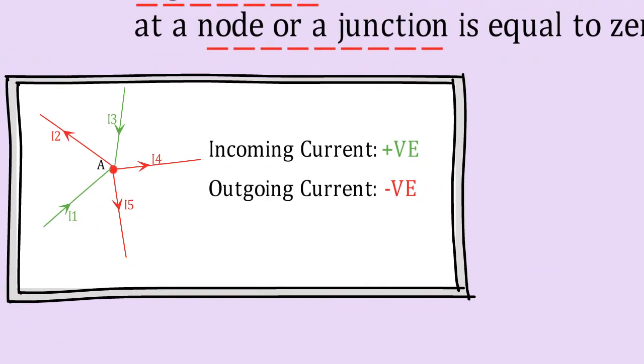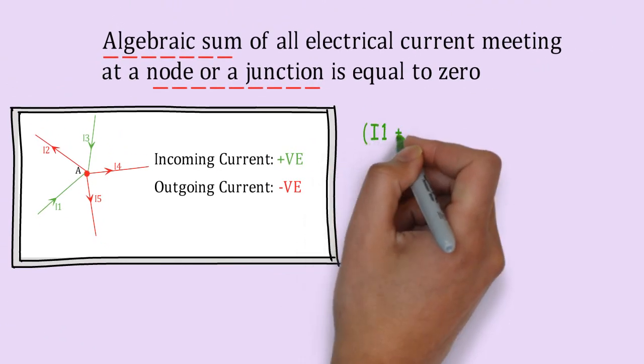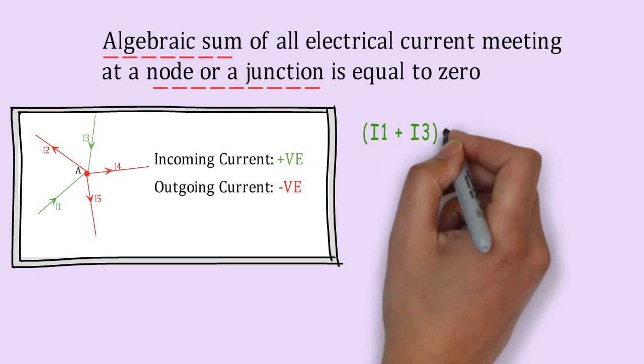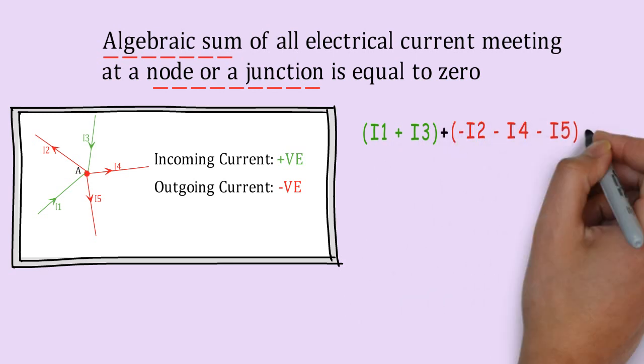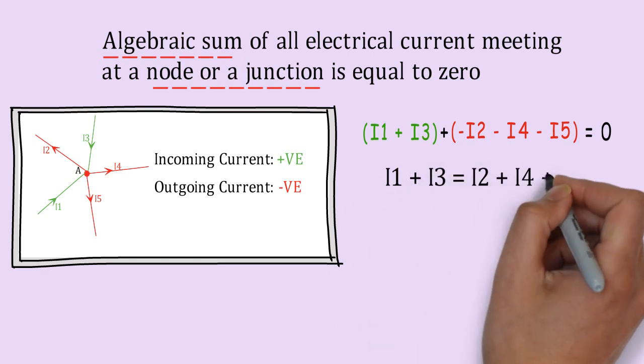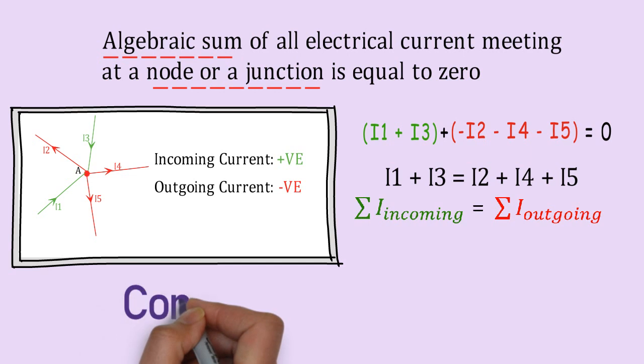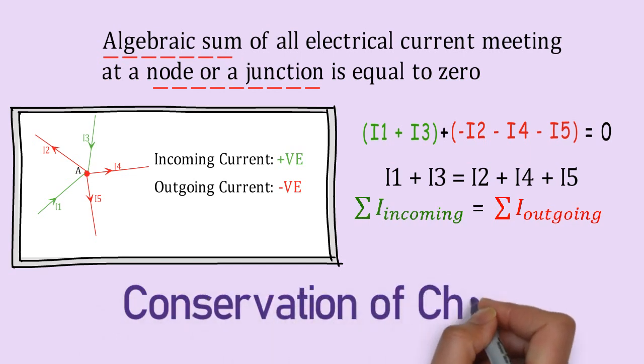Hence, in our case, we can see that two currents are entering the node, so they are denoted by plus sign and the rest are denoted by negative sign. In simple language, we can say that the summation of all incoming currents to the node is equal to the summation of all outgoing currents. Kirchhoff's law is also known as the law of conservation of charge.